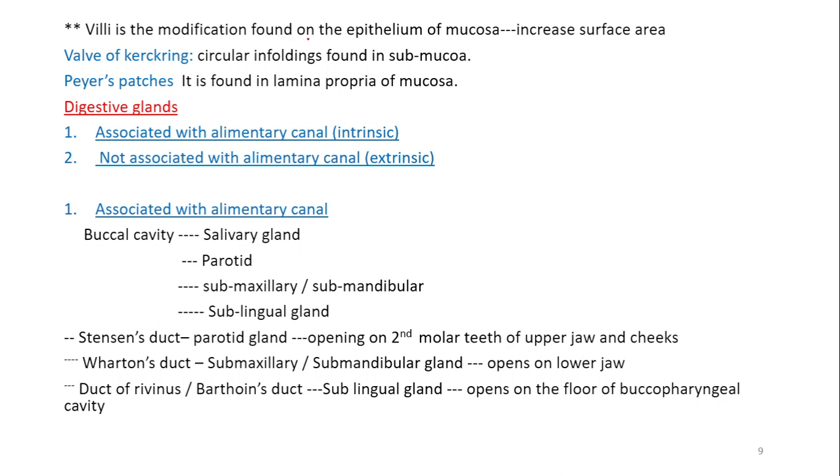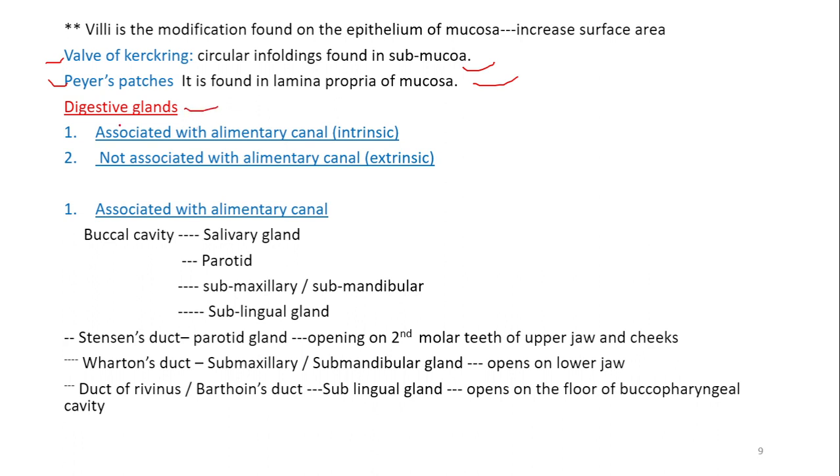Villi. It is the modification found in the epithelium of mucosa which helps in increasing the surface area of absorption. Plicae circulares. It is circular foldings found in the submucosa, which also helps in increasing the surface area. Peyer's patches. It is found in the lamina propria of the mucosa. It is a lymphoid tissue.